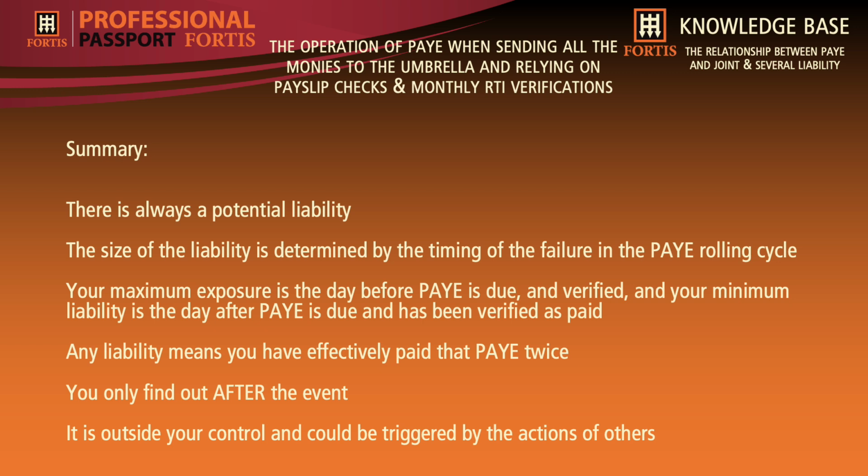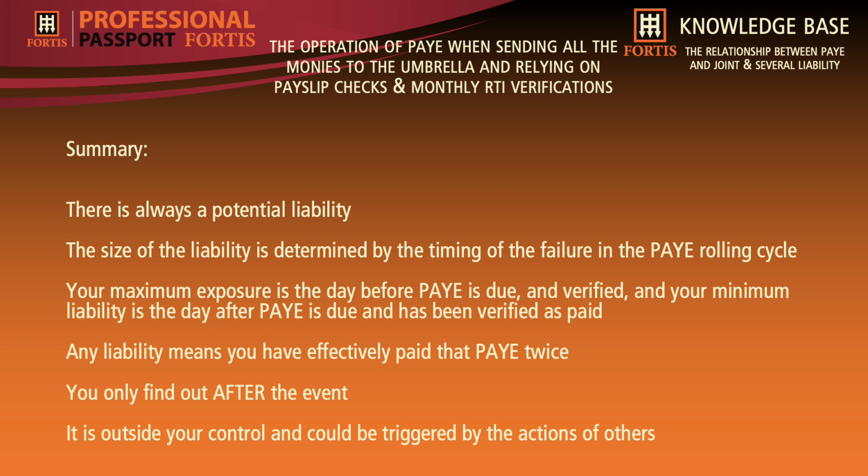The size of the liability is entirely determined by the timing of any event that triggers a failure of an umbrella company. So your maximum exposure is in theory the day before PAYE is due, although where you're using the monthly RTI verifications, your monthly maximum exposure will be the day before the PAYE is verified as being paid, which could be a week or longer after the payment was due. Your minimum exposure will always be the day after you're able to verify that PAYE has been paid for the previous period. In all cases, you're only able to verify and confirm this after the event. At this point, you have no control and face whatever liability is due.